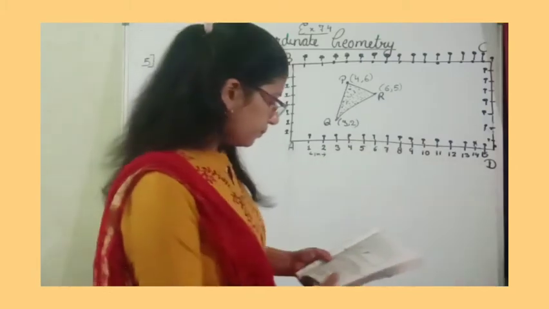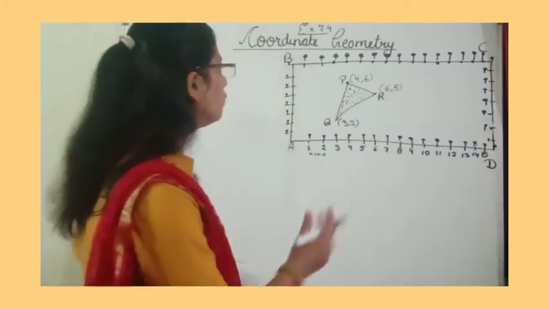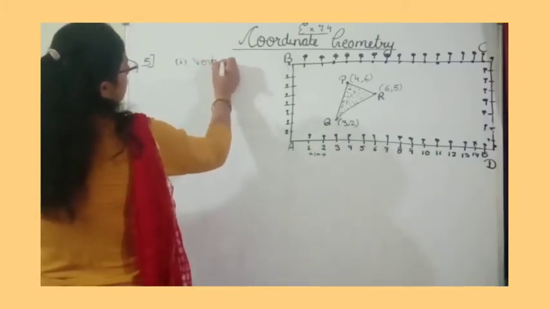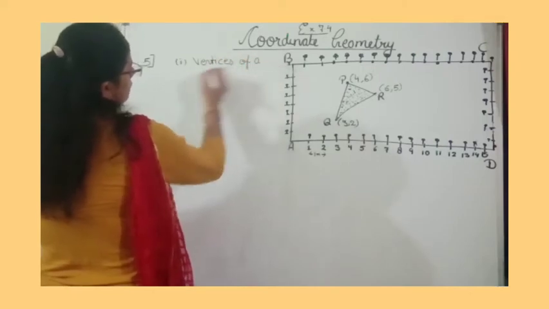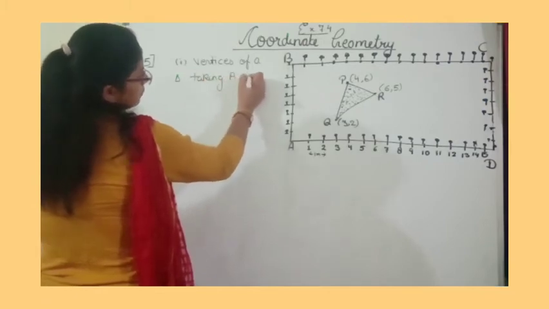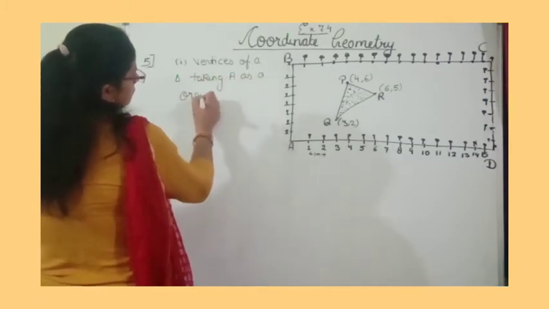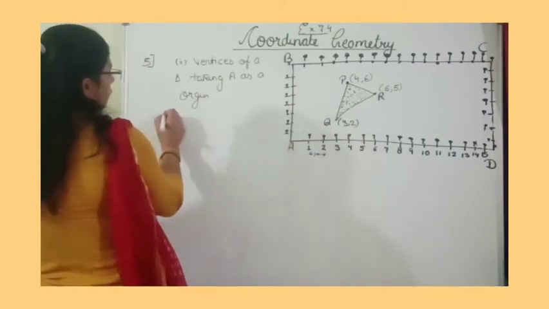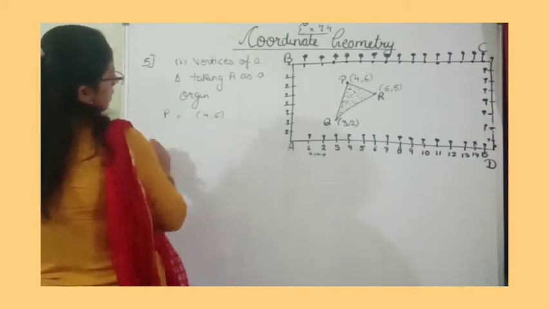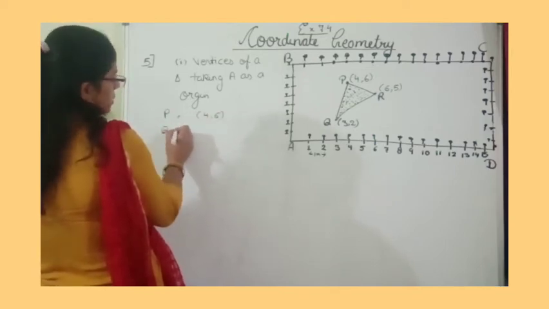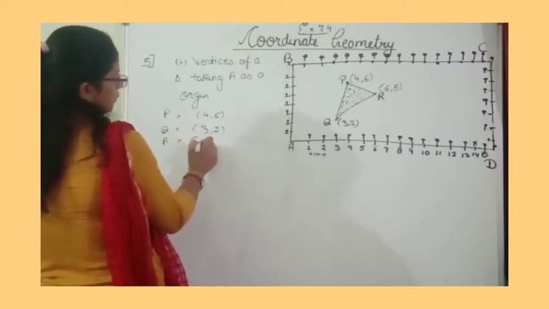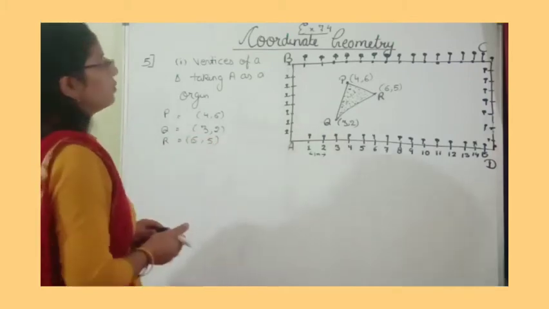Okay, so we got the vertices of the triangle. So how will you write? You will write here vertices of a triangle taking A as origin. So now first, the P point. So what will you get? 4, 6. Okay, and then the Q point you got 3, 2, and the R point you got 6, 5. Okay, so this was the first part of your question.